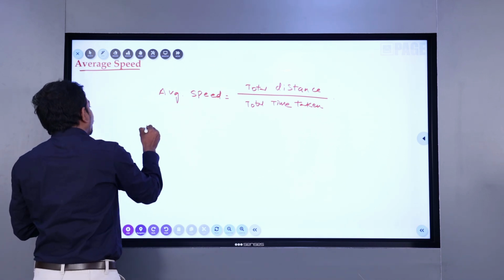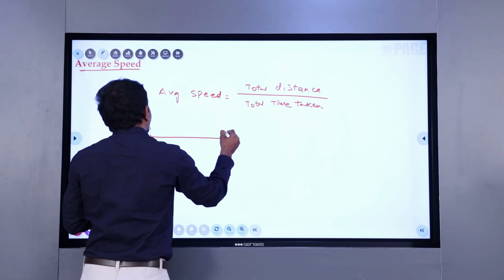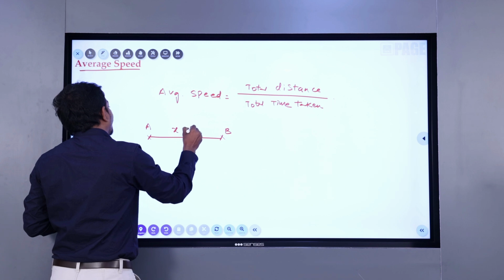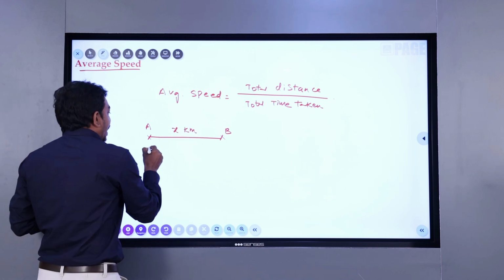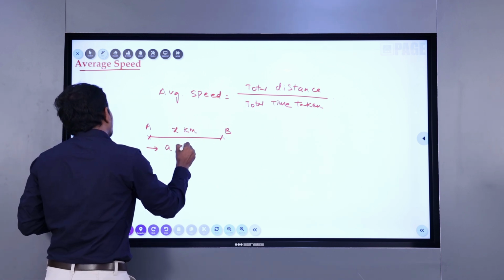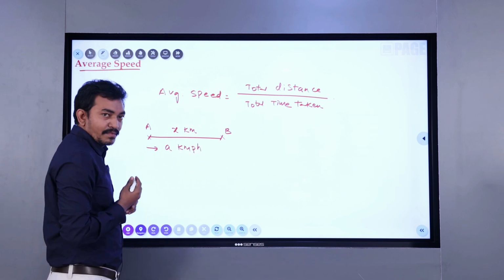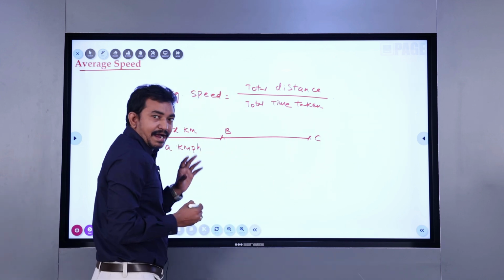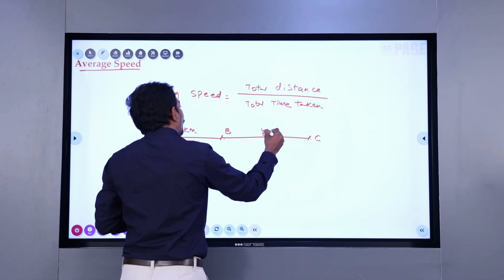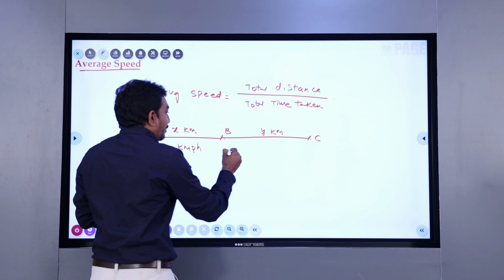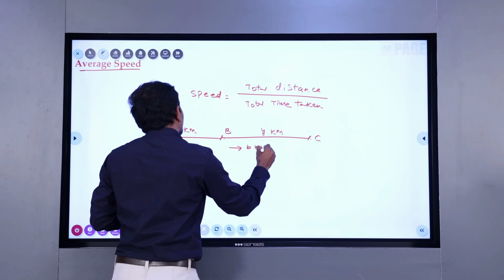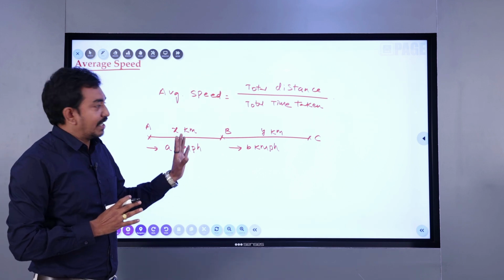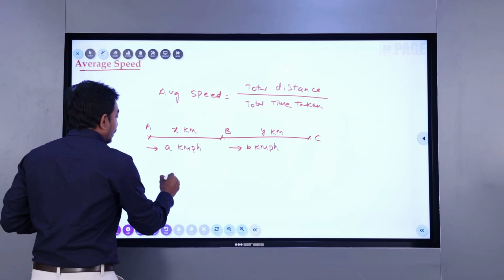Let's take a car going from A to B. The distance between A and B, take it as x kilometers. During this time, the speed of the car is A kilometers per hour. Then the car is going from B to C, and the distance between them, take it as y kilometers. From B to C, the speed of the car is B kilometers per hour. Then how do you write an expression to get the average speed? Let's try to write that down.